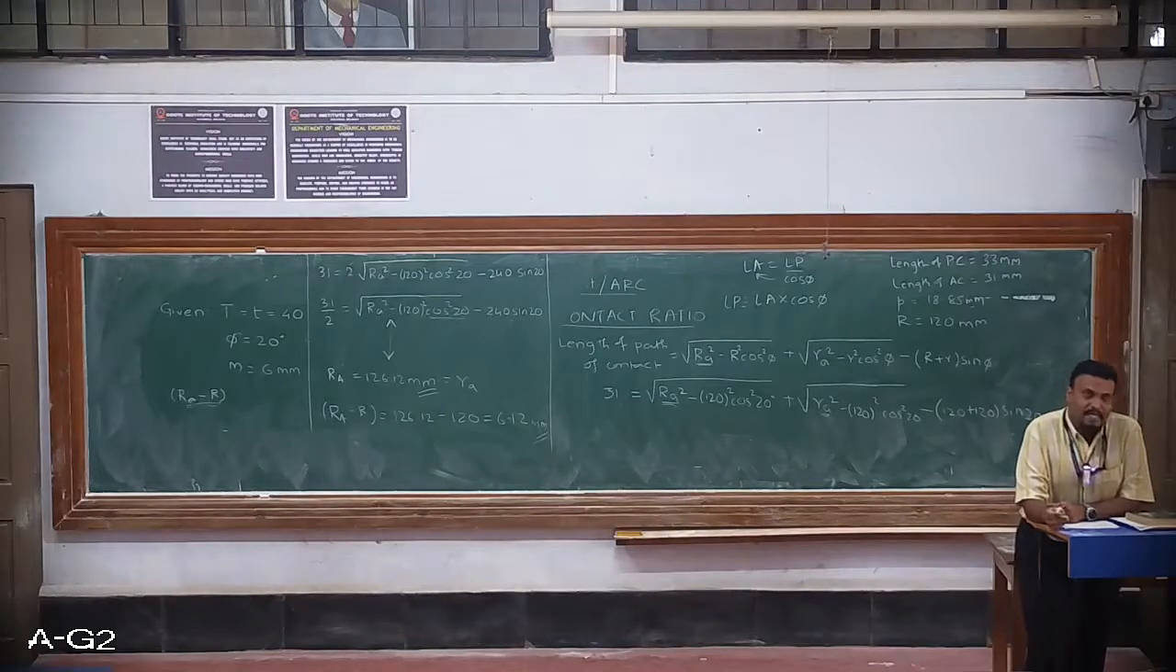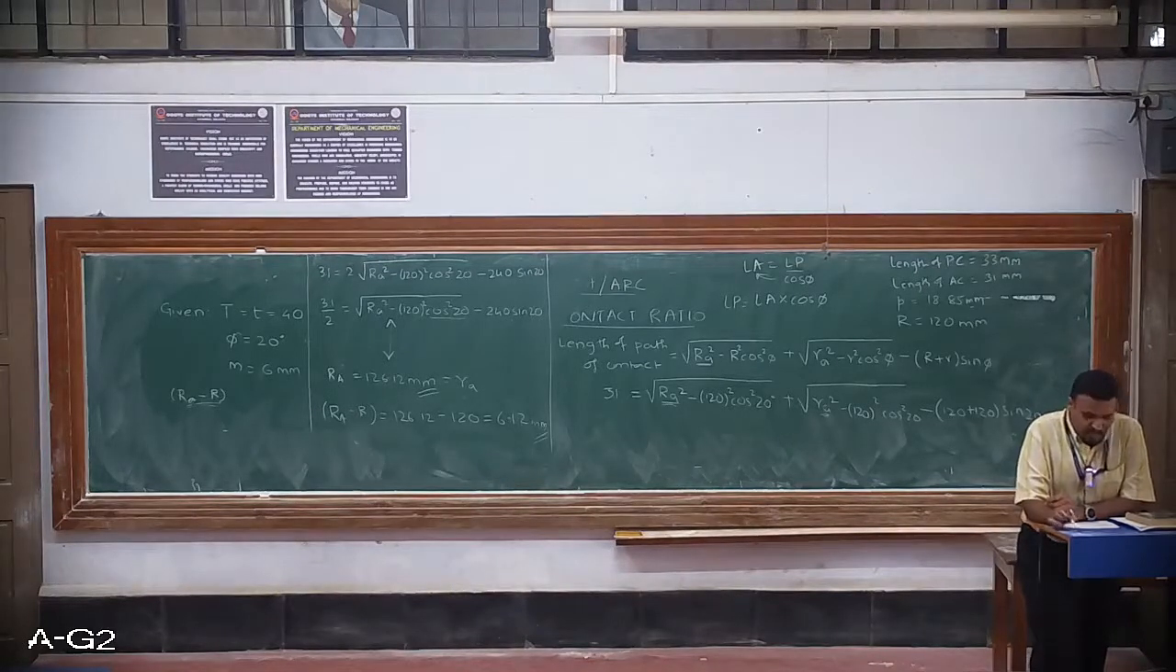Now the pitch circle radius for the gear and pinion is the same. So capital R is equal to small r, and that can be calculated using the equation module into half the number of teeth, that is m into t by 2. So when you substitute the values for m and t, you get capital R equal to small r as 120 mm.